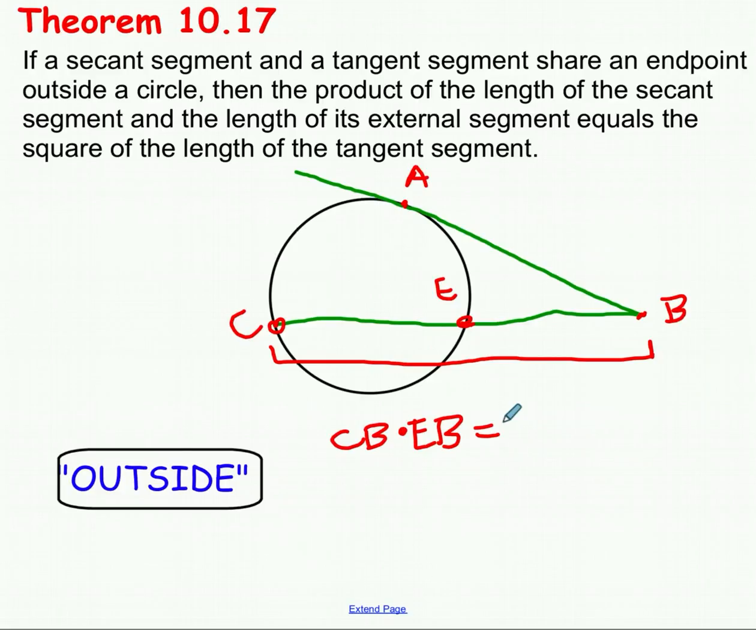The square of the length of the tangent segment. Our tangent segment is this length AB, the length from the point of tangency to this endpoint. So CB times EB will equal the square of the length of that tangent segment. The tangent segment is AB, so the tangent segment squared will just be AB squared. Okay? So that's theorem 10.17. Let's practice using this theorem now.